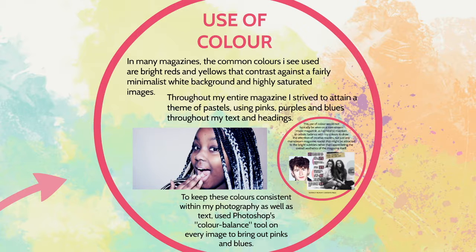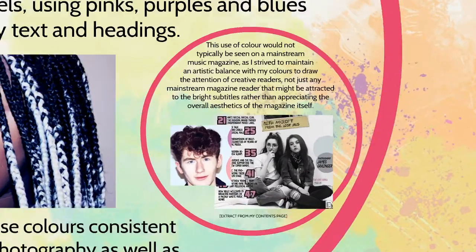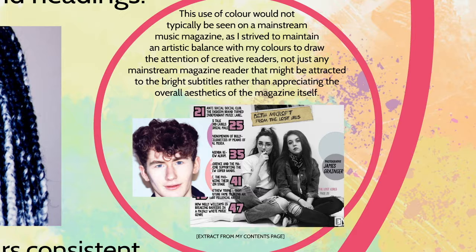To keep it consistent in my photography, I used Photoshop with the colour balance tool and the selective colour tool to bring out more pinks and more blues, which would match the text on the magazine page. I feel like this use of colour wouldn't be seen on a mainstream music magazine. I strive to maintain this artistic balance, so the person that picked up my magazine on a stand would appreciate the overall aesthetics rather than just picking it up because of a bright subtitle.